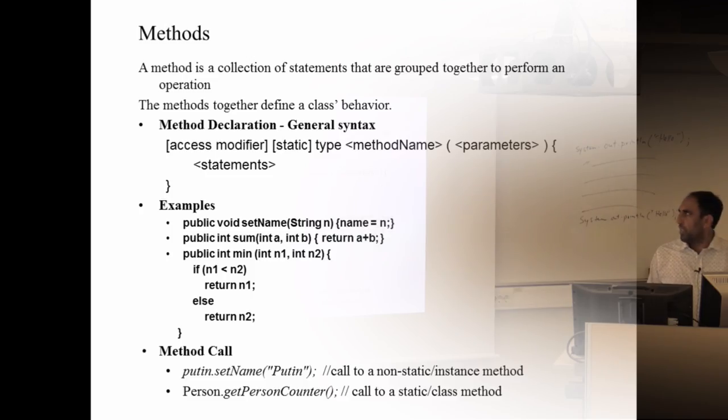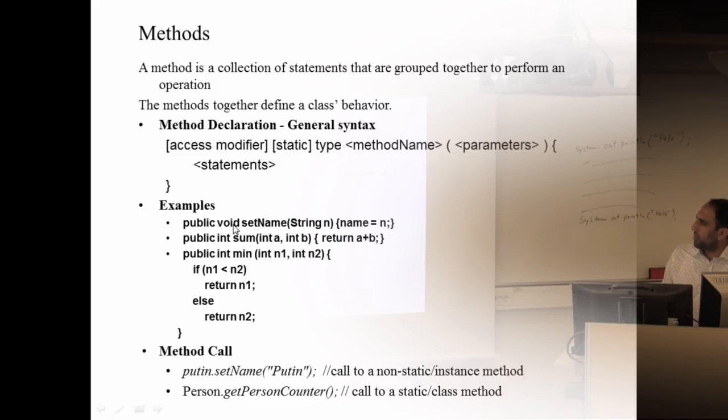And then here is some information about a method. What is a method? It's basically a collection of statements, and we also call them member methods. The syntax of a method declaration, we have already looked at. The first part is the access specifier, then the static keyword, then the return type, the method name, the parameters that are passed as input values, and the statements.